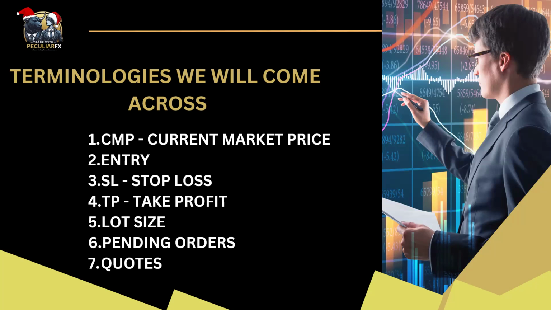We'll be talking about the terminologies you will come across when we start these things. Now, CMP means current market price. So when I give a signal and you are seeing CMP, it means buy at that particular current market price. Entry means you should buy. I'll give you an entry, which means buy around that particular entry, more or less similar to current market price.